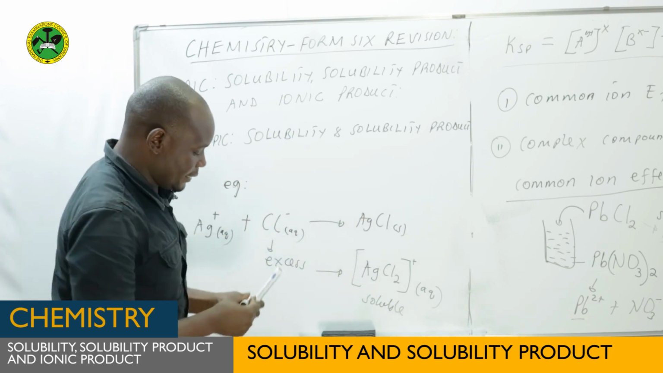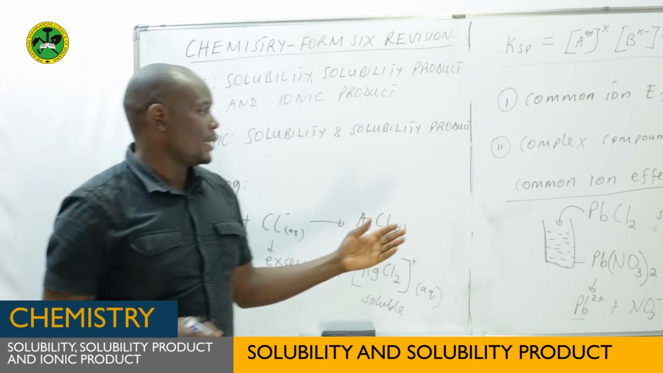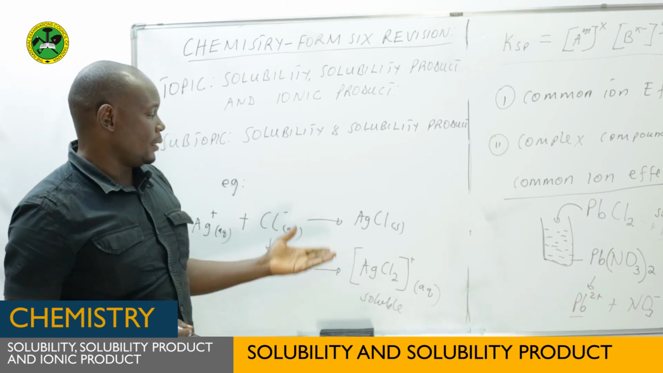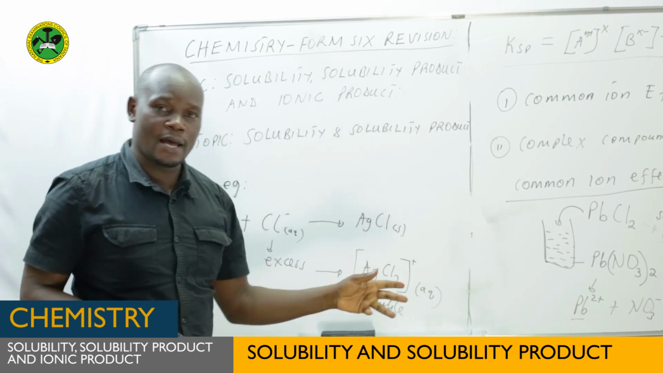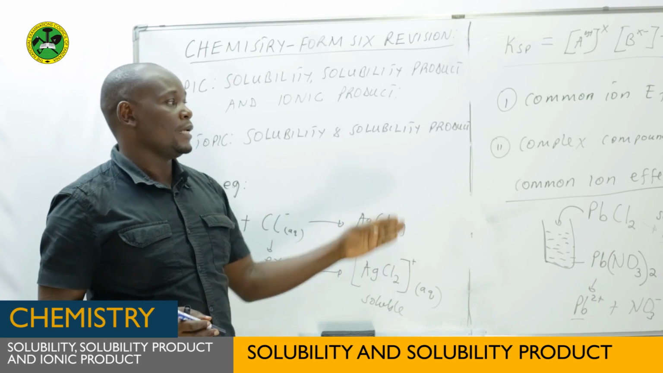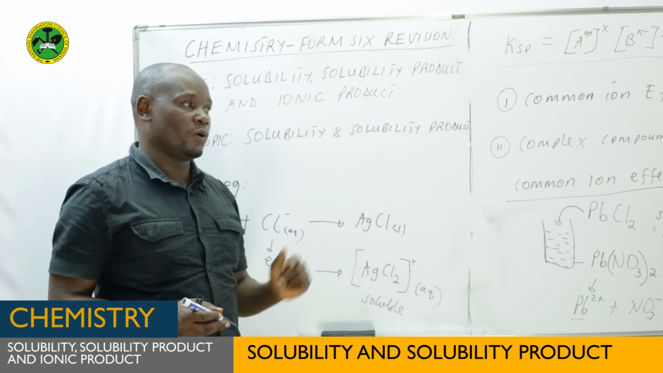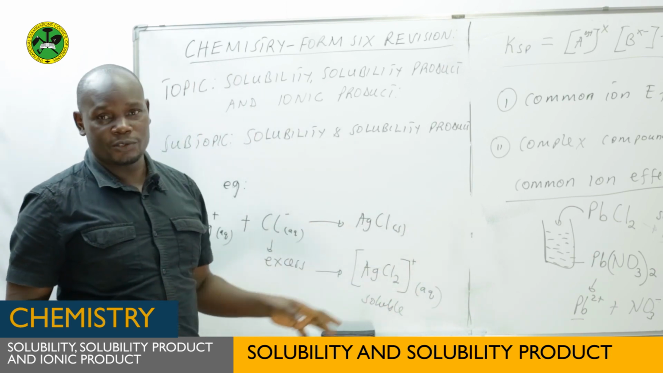From there, let us now go to some examples and see how you can use them in calculating the solubility and the solubility product, and to see how the common ion effect can affect the solubility and solubility constant of a sparingly soluble salt. So after a short break, we'll be back for that continuation.